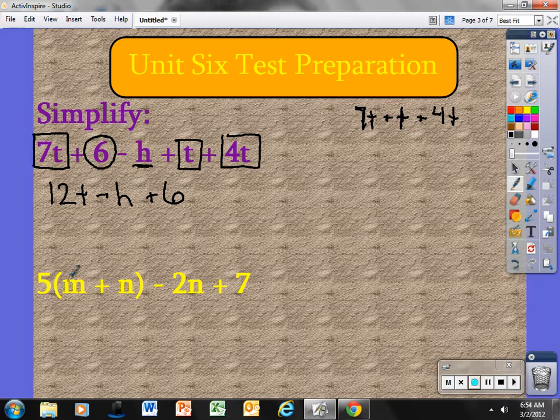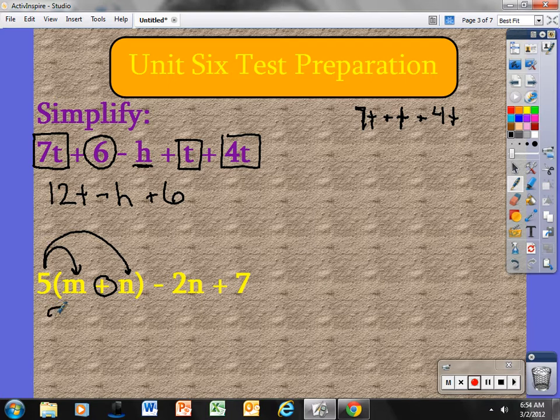Okay, next one we have 5 times m plus n in parentheses minus 2n plus 7. Inside the parentheses, there's nothing to combine. I can't combine m and n's. They are two different variables. They don't want to go together. So I need to use the distributive property and multiply that 5 by everything inside of the parentheses and pay attention to the plus sign.